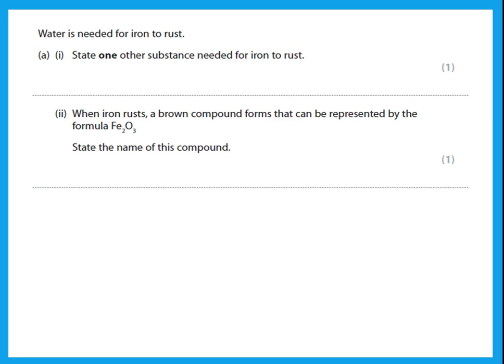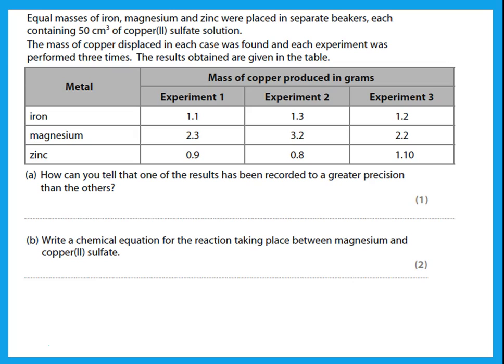Okay, water is needed for iron to rust. State 1 other substance needed for iron to rust. We said iron needs water and oxygen. When iron rusts, a brown compound forms. It can be represented by this formula. What is the name of this compound? Remember we said this is iron 3 oxide.